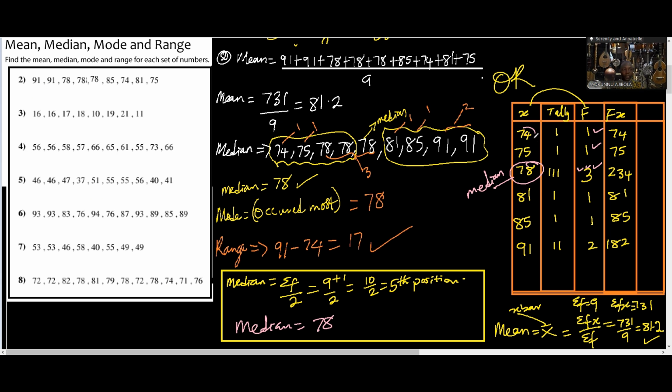If we make the mistake of counting from here, then we will not represent the 9 data. We will only be representing 1, 2, 3, 4, 5, 6 data. Is that clear? Okay. Yeah.